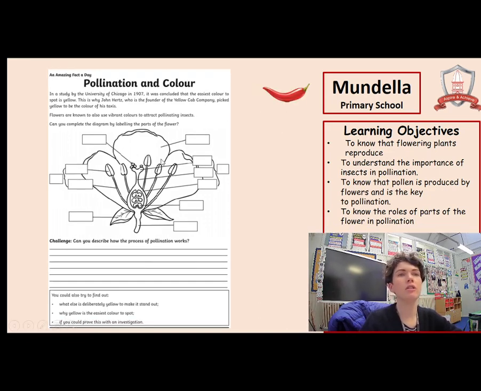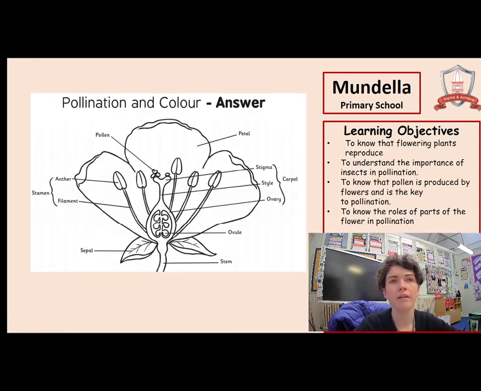Red chili challenge, same again, but you could also try to find out in your own research what else is deliberately yellow to make it stand out. Why is yellow the easiest colour to spot? And if you could prove this with an investigation, so a little bit more independent kind of research. Okay, so pause the video now to complete.